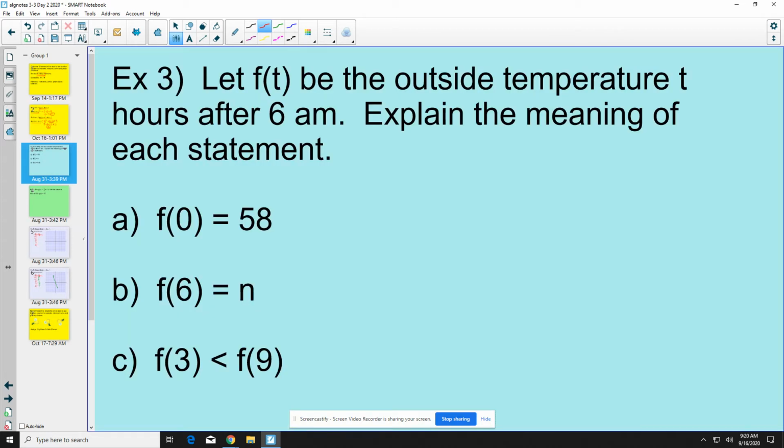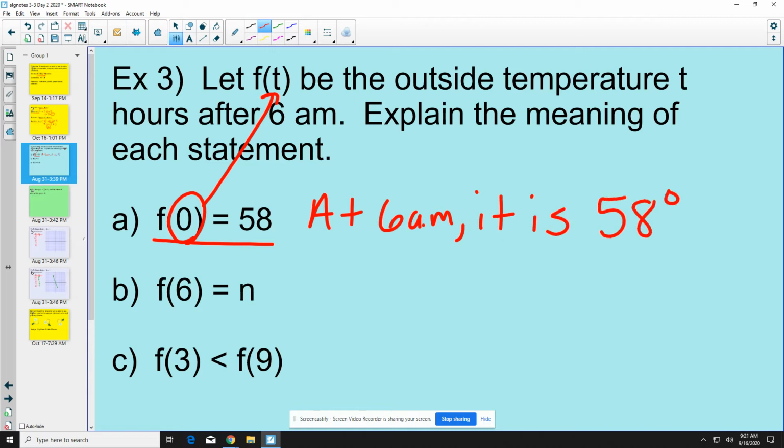All right, I want you to look at number 3. It says, let f of t be the outside temperature t hours after 6 a.m. So t is how many hours after 6 a.m.? Explain the meaning of each statement. Okay, I want you to watch as I do part A. So here, 0 is t. T is 0. So that means it's 0 hours after 6 a.m. So that means it is 6 a.m. So on part A, I would say at 6 a.m., it is 58 degrees.